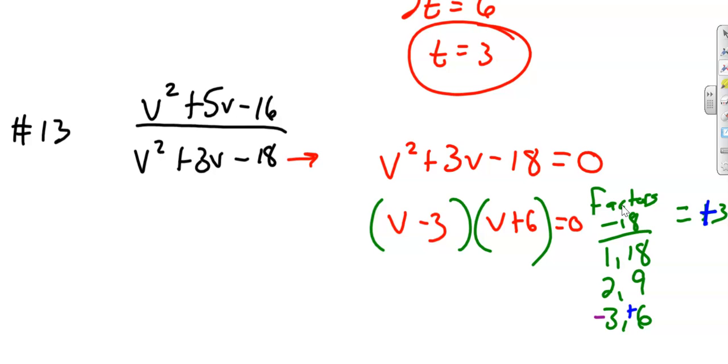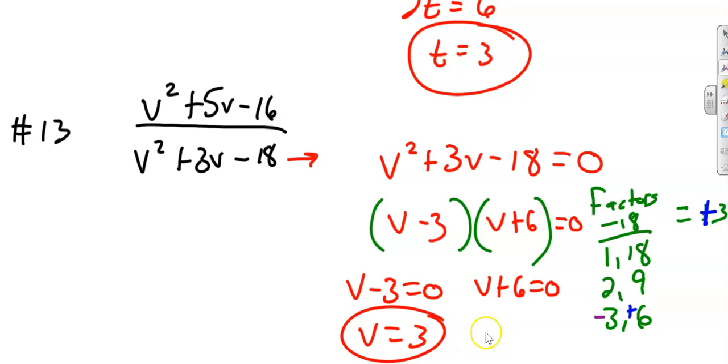Okay, now in this one, once you've got it factored, here's where you're going to have to go that one extra step. Basically, you're going to take each parentheses that you have and set that equal to 0. So v minus 3 would equal 0, and v plus 6 would equal 0. So we get v would equal 3, and then v would equal negative 6.